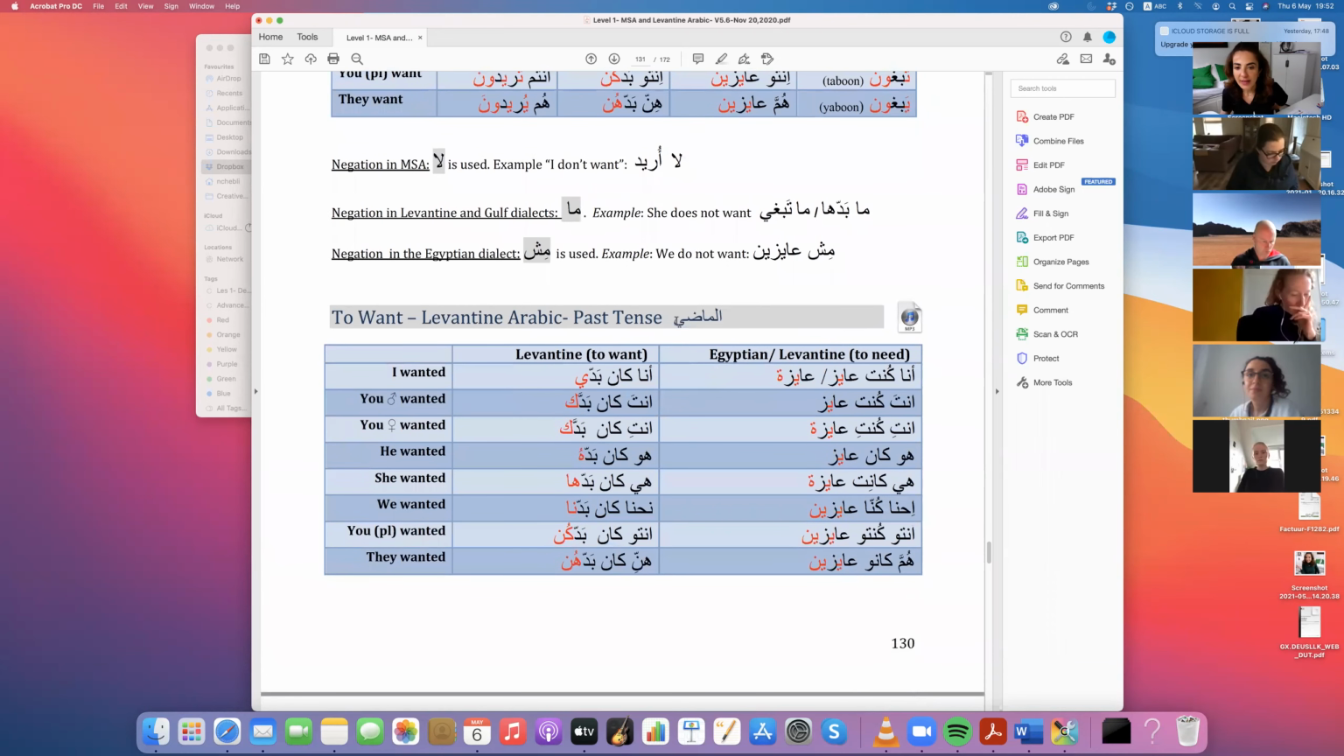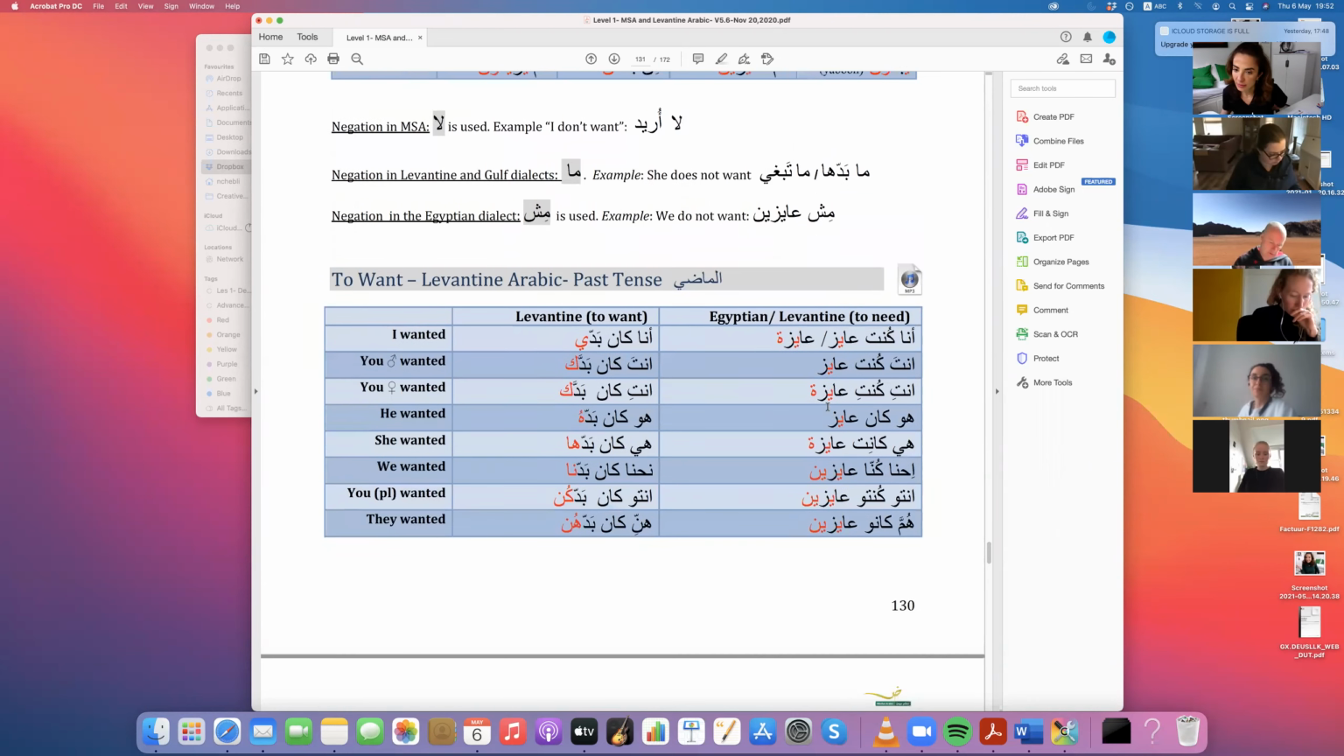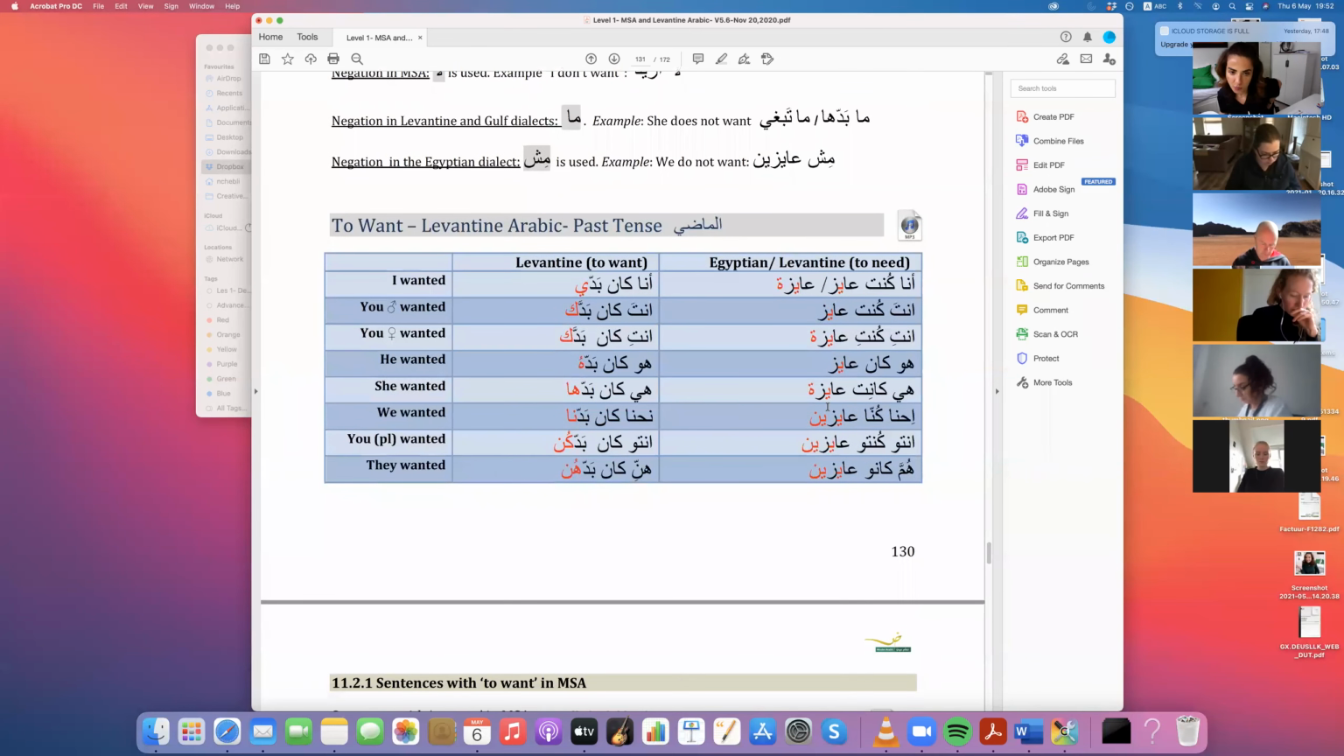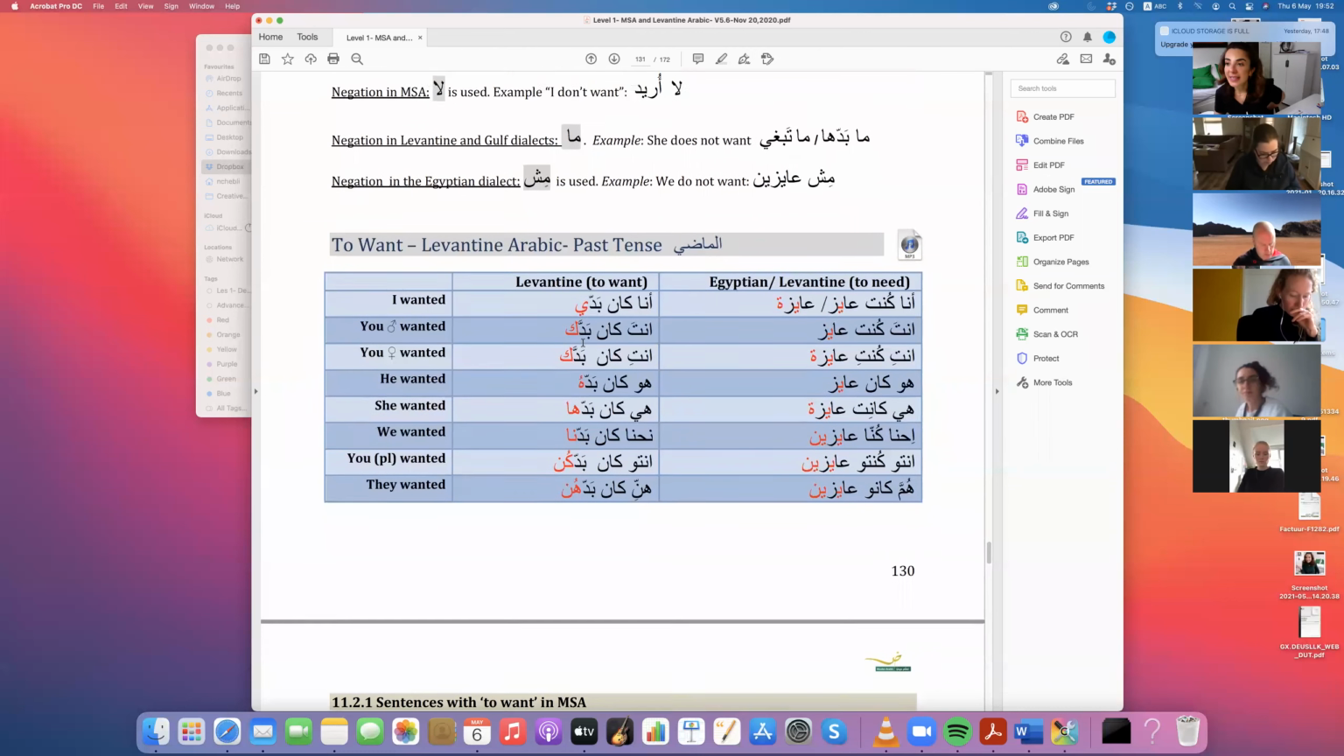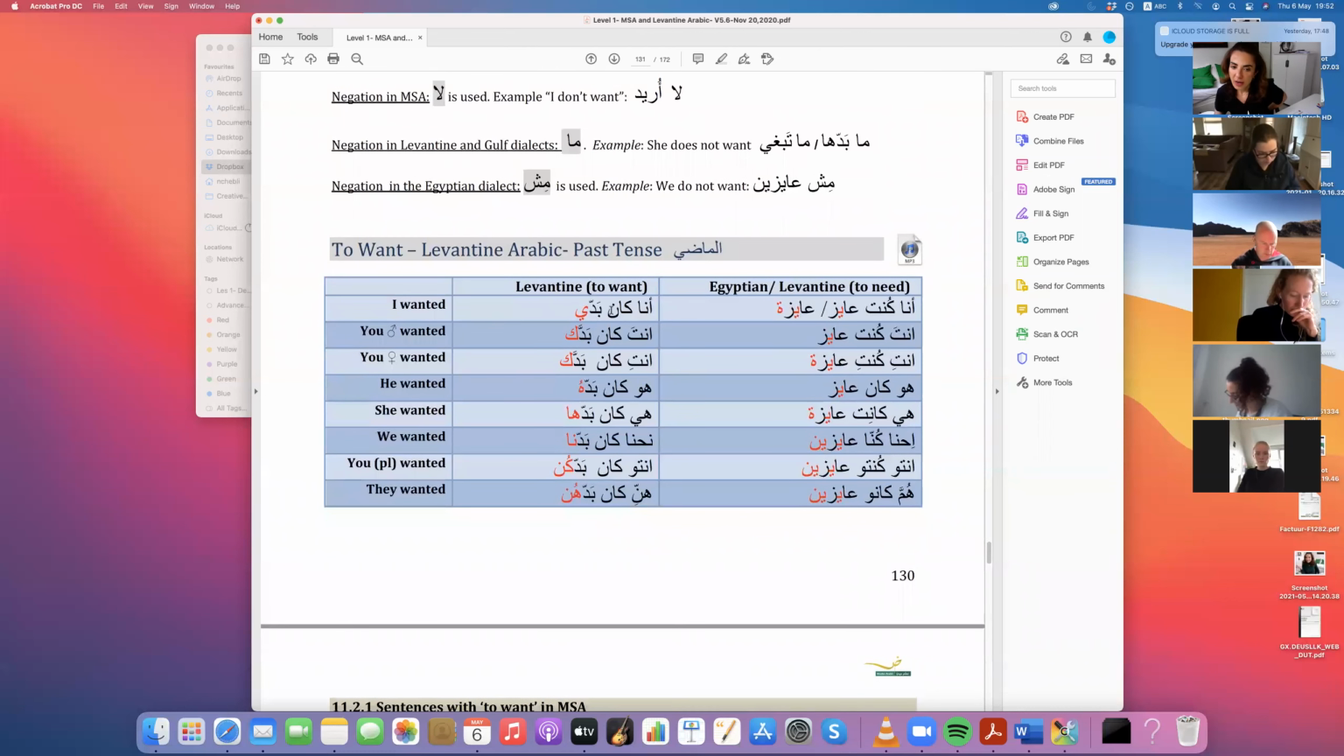Then I have the past tense, الماضي. I'm only teaching you for now the Levantine and the Egyptian. The Levantine is the easiest because you just use kan right before what we call to want. So I wanted is kan biddi.